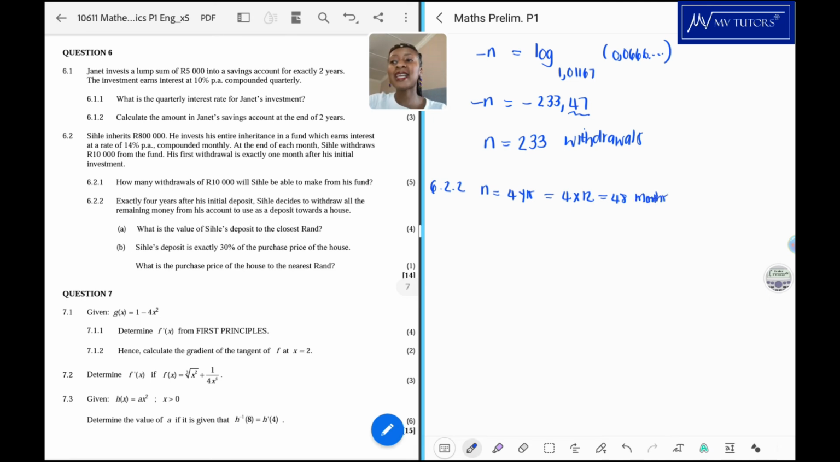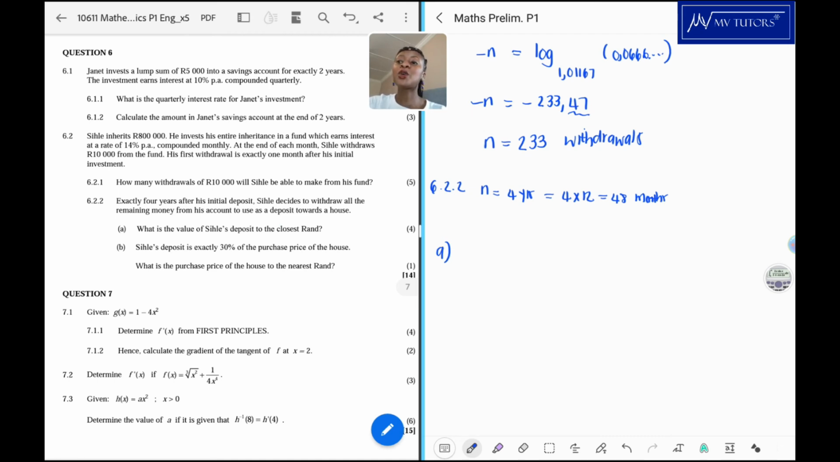Okay, exactly 4 years after his initial deposit, Sihle decides to withdraw all the remaining money from his account to use as a deposit towards a house. That's actually a good idea. Invest in property, please. Okay, so A, what is the value of Sihle's deposit to the closest rand? Very important key there, closest rand. So after we calculate, we shouldn't say round off to 2 decimal places. It must be a whole number.